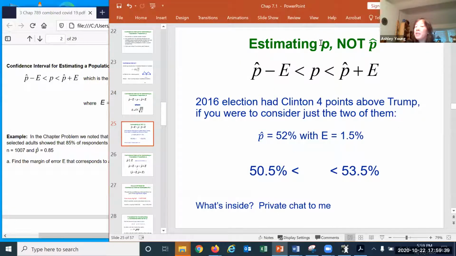Please note we are estimating P. We're not estimating P hat. I know P hat. I found P hat. I don't need to estimate it. I found it. What I'm estimating is the true proportion of everybody in the country. That's what I'm trying to figure out, P.